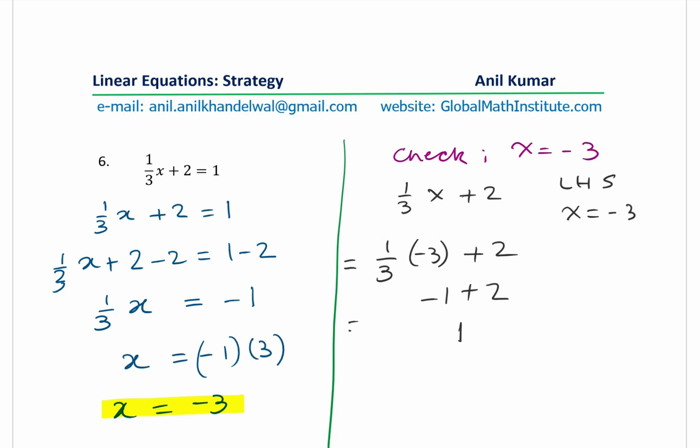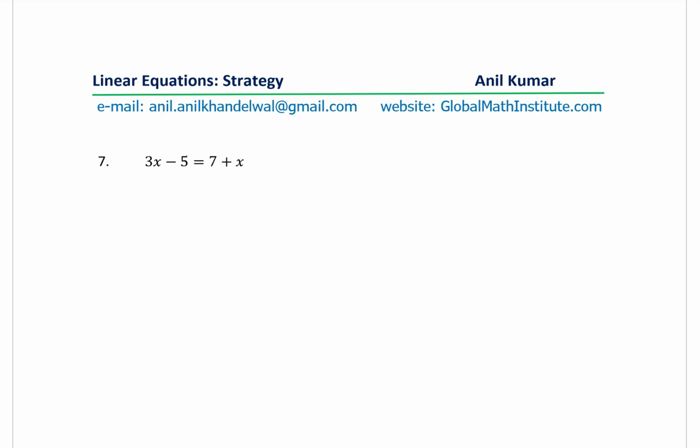So in each stage of our solving, we figure out that it does give us the right hand side, which is 1. So we have shown that the left hand side is equal to the right hand side, and therefore this is the correct solution. Perfect. That is how you're going to do it. Let's take up the next question now, which is 3x minus 5 equals 7 plus x. So let's rewrite this question. 3x minus 5 equals 7 plus x.